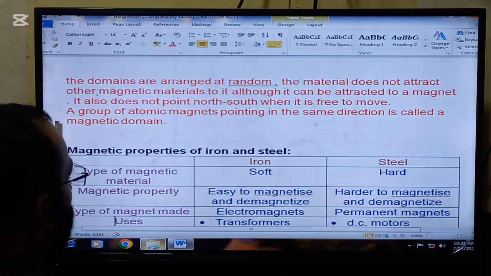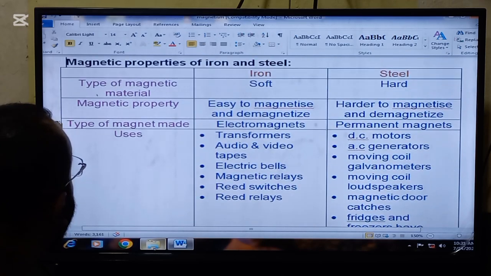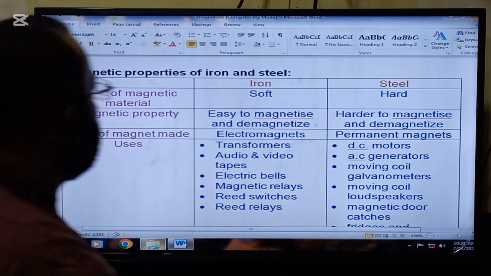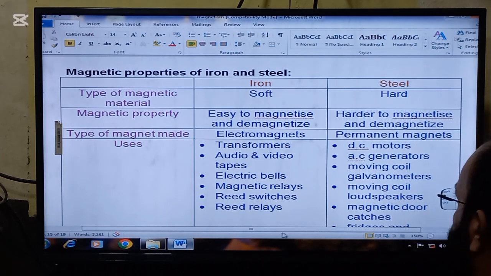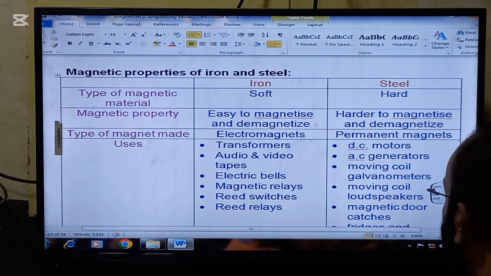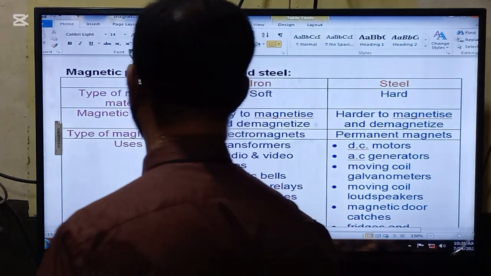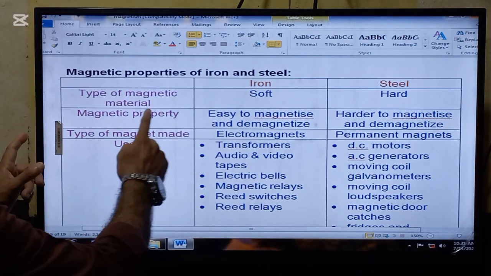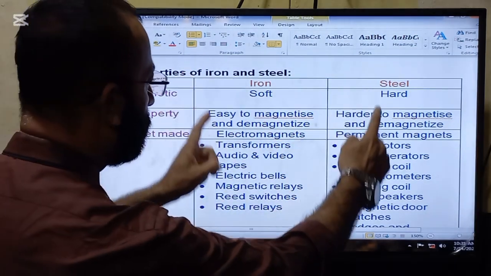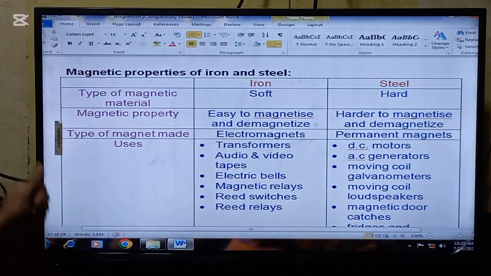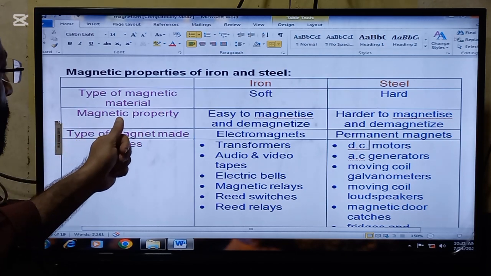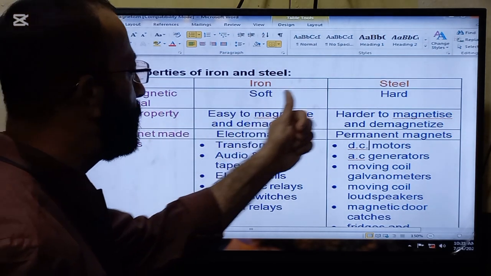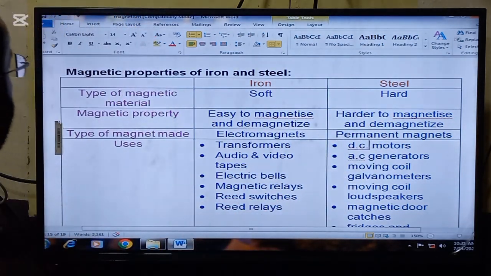The next thing that we are going to read is the magnetic properties of iron and steel. This is a very important question which frequently comes in the paper. Magnetic properties of iron and steel. So we are going to compare their properties. Number one, type of the magnetic material. Iron is soft, steel is hard.